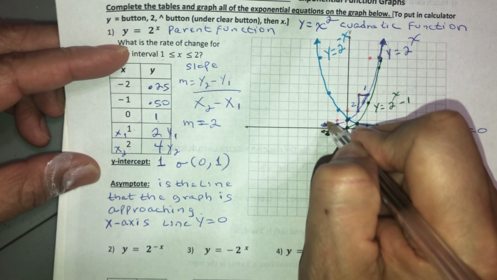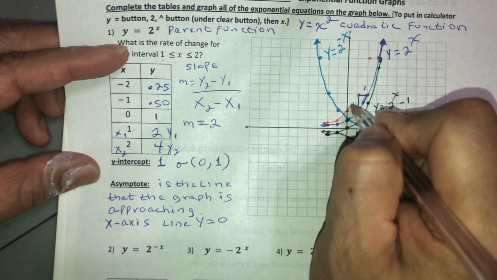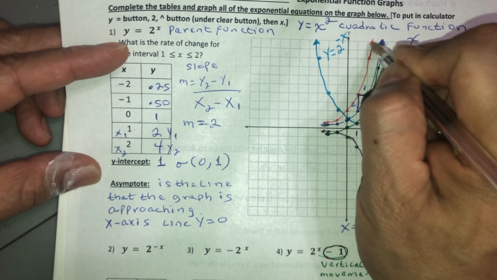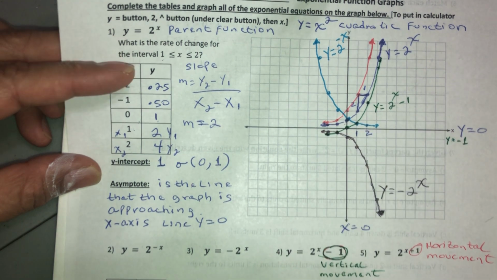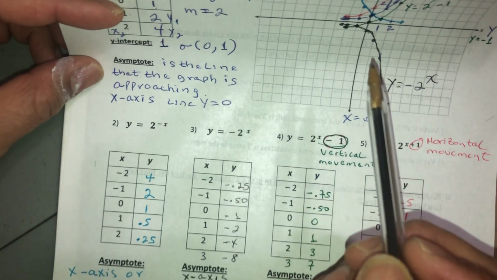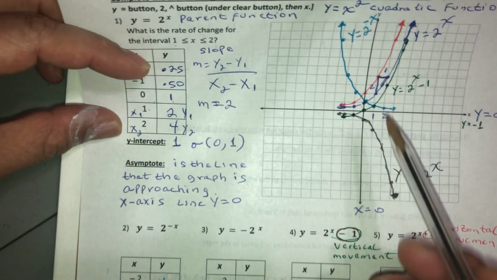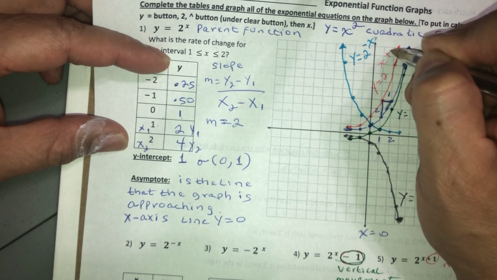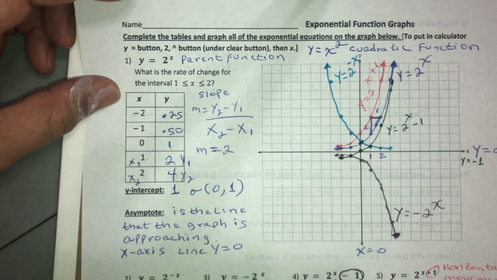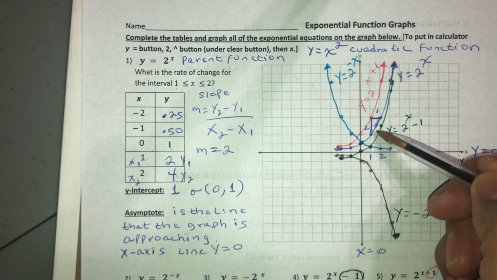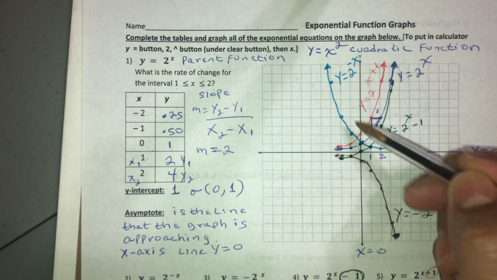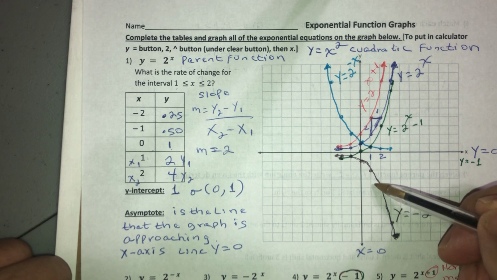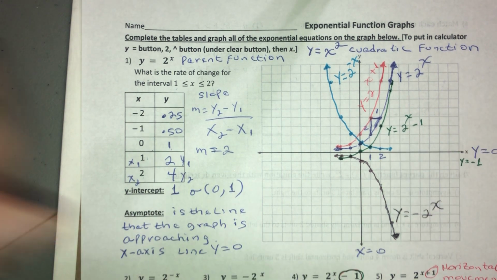I'm going to connect the points. Okay. So there's my asymptote. Look. The red one is here, the last equation that I did, which is y equals 2 to the x plus 1. So I have my 5 equations there. I have the parent, which is the blue. Then I have number 2, which is the light blue. Then I have number 3, which is the black one right here. Number 4, which is the green, and number 5, which is the red.